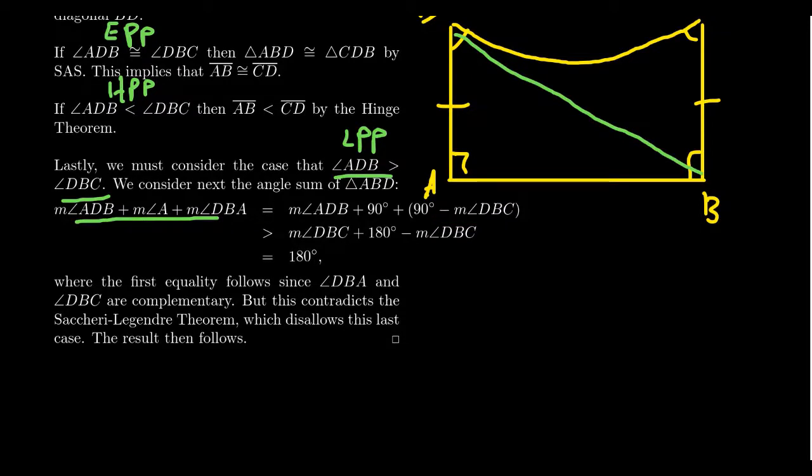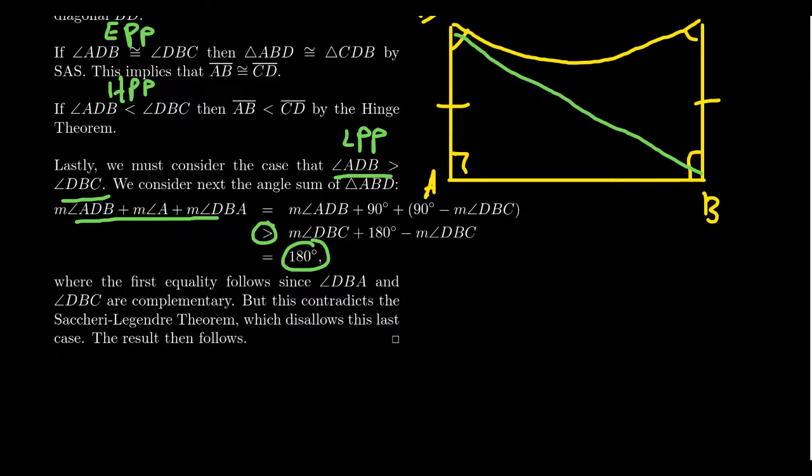So some things to mention here. Of course, if you take 90 plus 90 and add that together, you're going to get 180 degrees. But also our assumption, angle ADB is greater than angle DBC, so I can replace ADB with DBC, and that makes things smaller. That's how our assumption comes into play. And like I said, 90 plus 90 is equal to 180. So this sum right here is greater than DBC plus 180 degrees minus DBC, but the DBCs cancel each other and we end up with 180 degrees. So the sum of the angles is greater than 180 degrees.